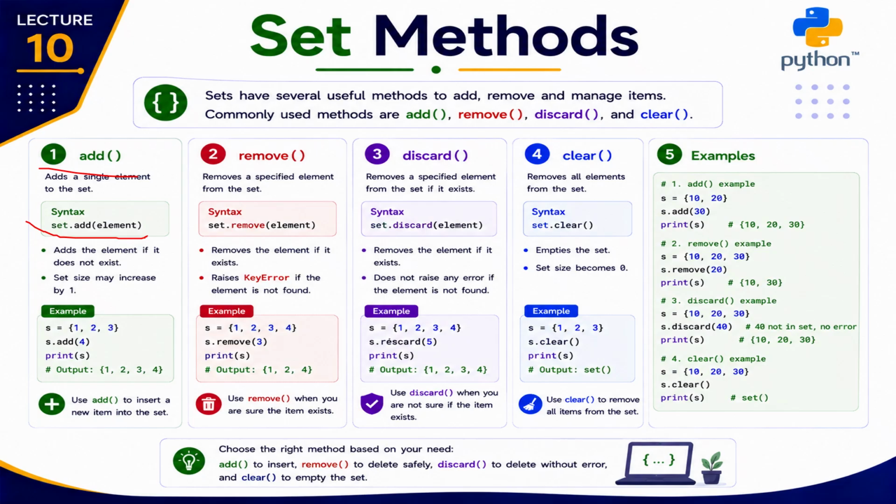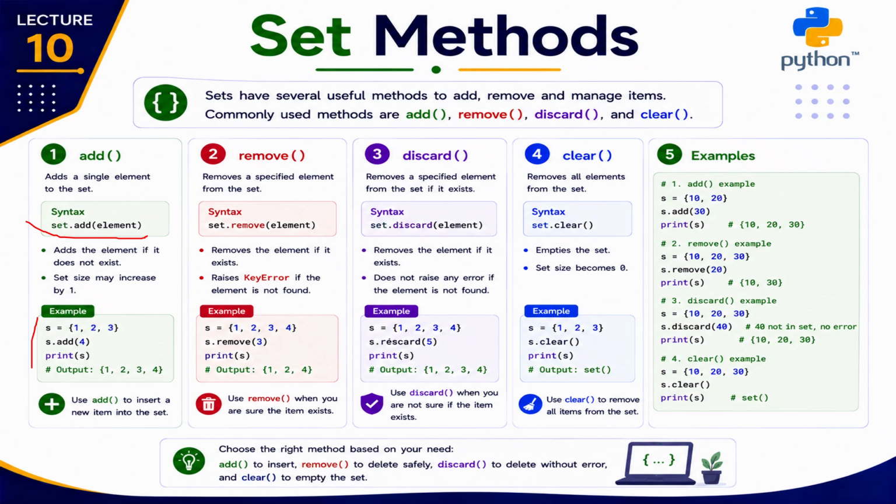Now you can see the example here, where a set is given and the set is 1, 2, 3, and 4. Then the add function is used. After that print is used, then the output is 1, 2, 3, and 4. So you use add whenever you want to insert a new item into a set.